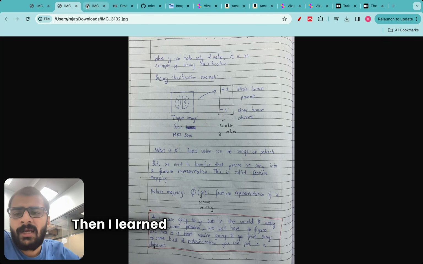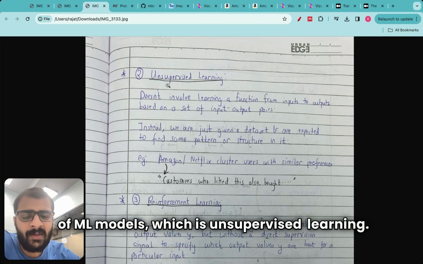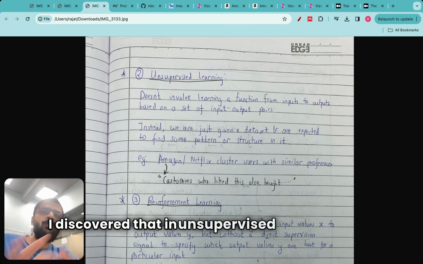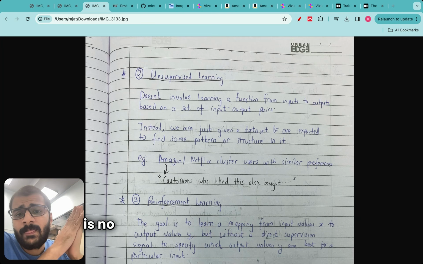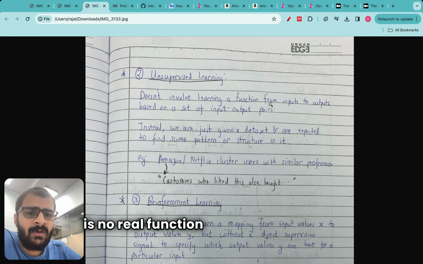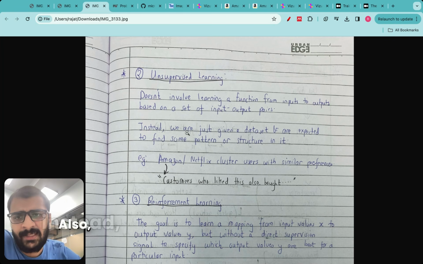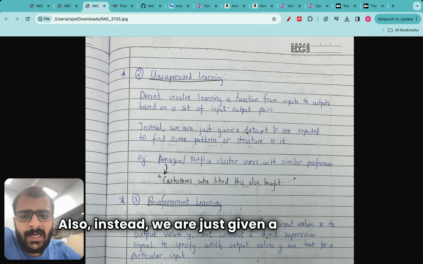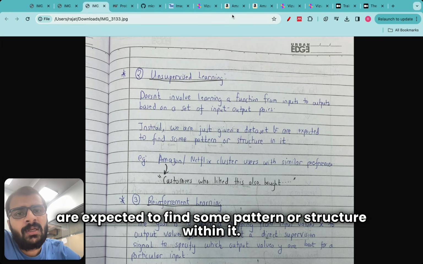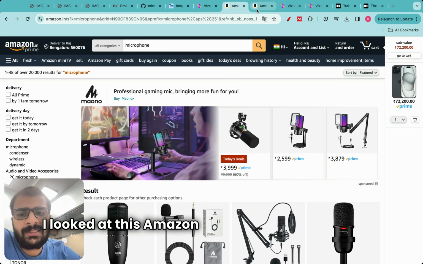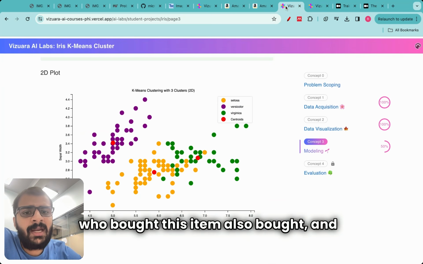Then I learnt about the second category of ML models, which is unsupervised learning. I discovered that in unsupervised learning, there is no real function between inputs and outputs, and there is no correct answer also. Instead, we are just given a data set and are expected to find some pattern or structure within it.